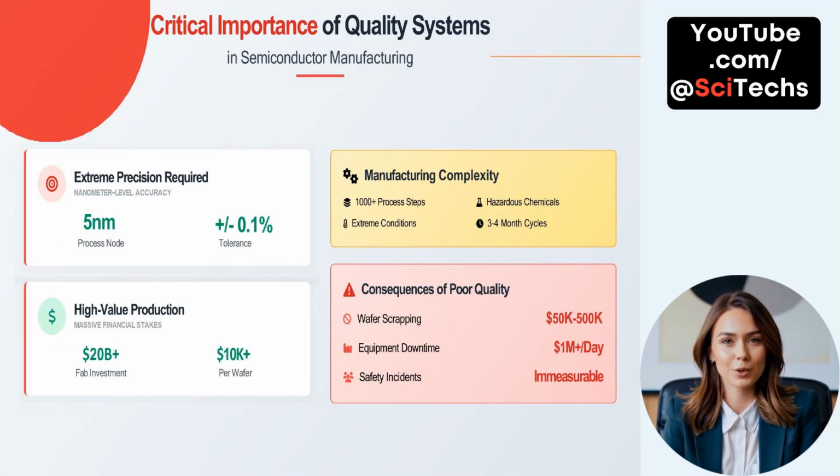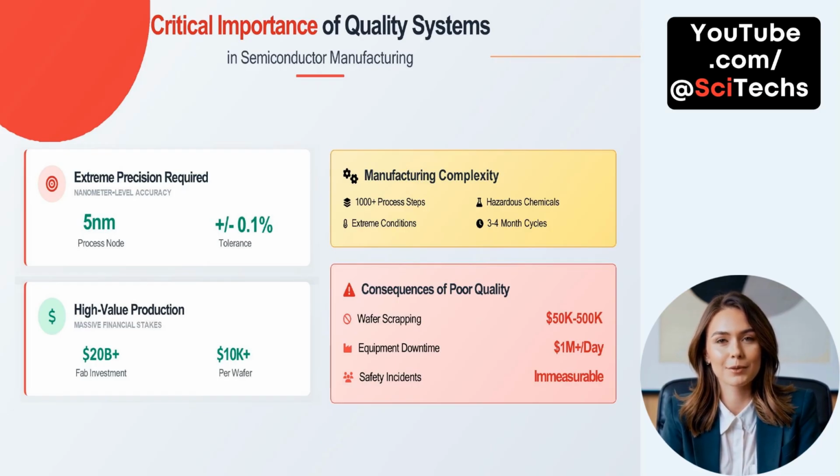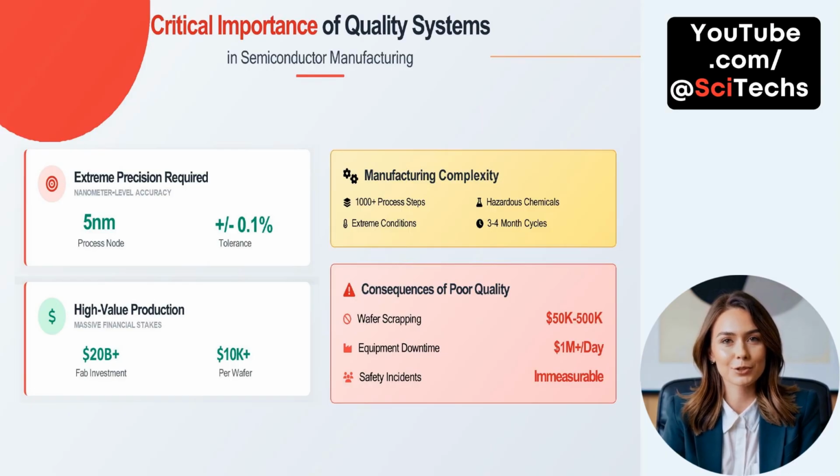Critical importance of quality systems in semiconductor manufacturing. In semiconductor manufacturing, quality systems are not optional, they are mission critical. First, consider the extreme precision required. Modern process nodes operate at the nanometer scale, with 5 nanometer nodes demanding accuracy within a plus or minus 0.1% tolerance. A minor variation can lead to device failure or performance loss.